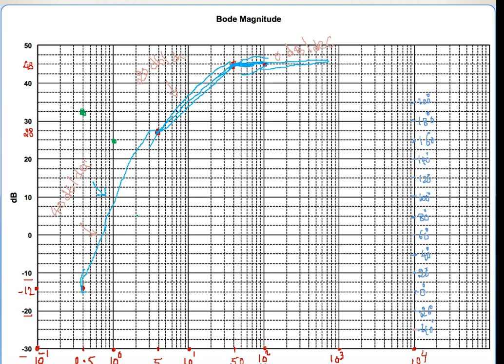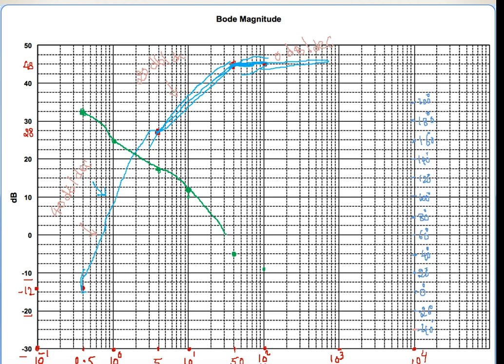Similarly, when omega equal to 5, the phase is 130 degrees. 130 means somewhere here. And when omega equal to 10, the phase is 106, somewhere here. When omega equal to 50, the phase is 50, in between 40 and so on. And when omega equal to 100, the phase is 30 degrees. So join all the points.